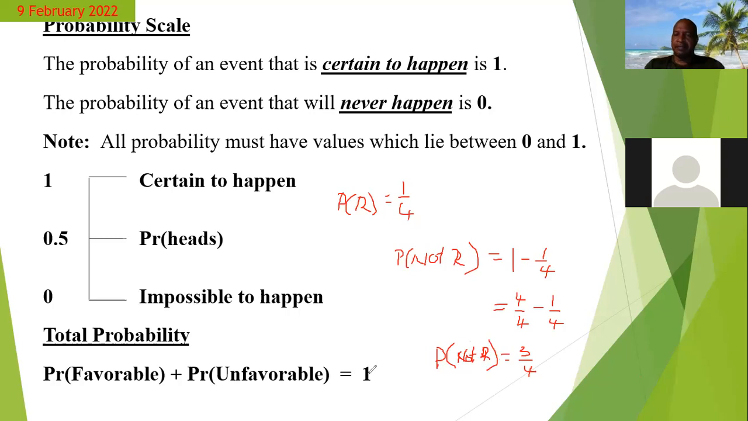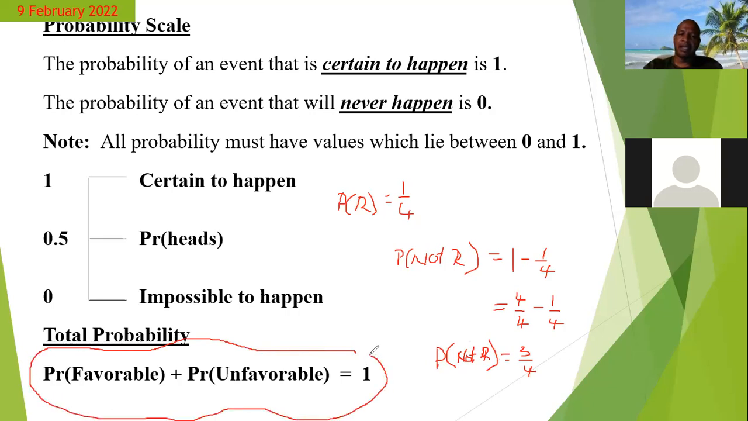Is that clear, guys? And all of this is coming from this equation here. So the probability of favorable, meaning the probability of something happening, and the probability of it not happening. For it to happen is what you're in favor of. And when it is not happening, it means that it is unfavorable. Is that clear to you guys?